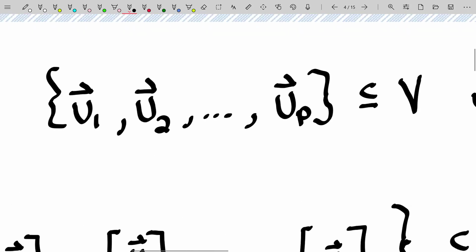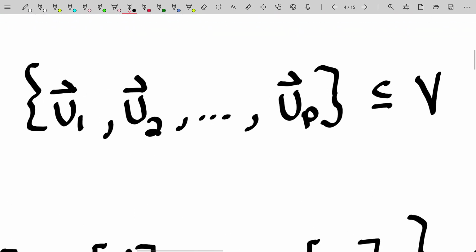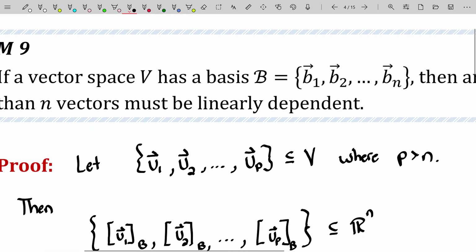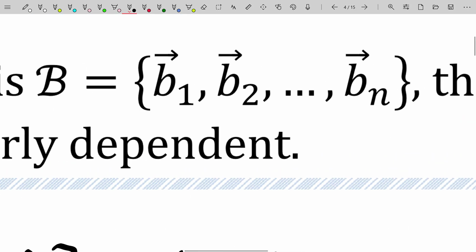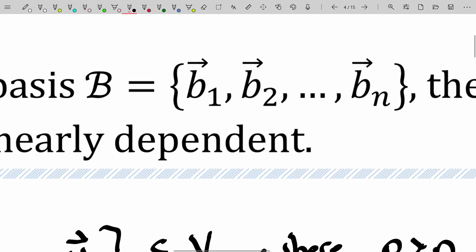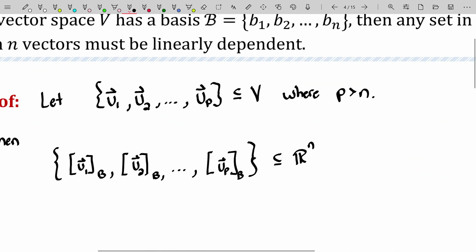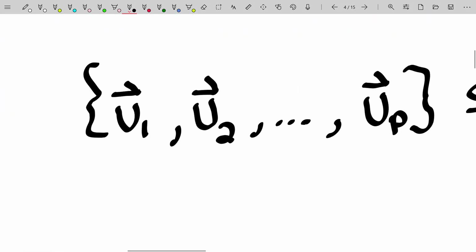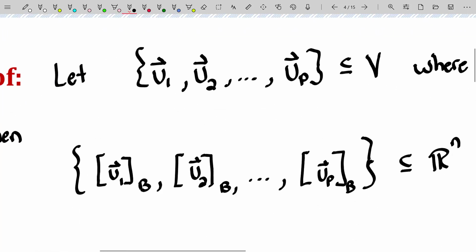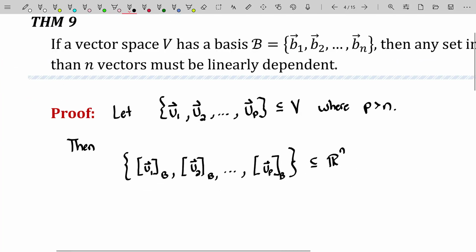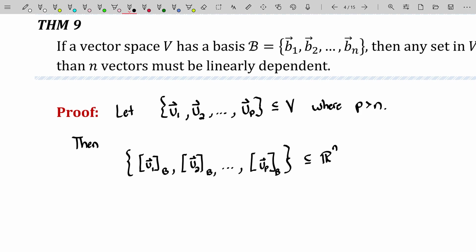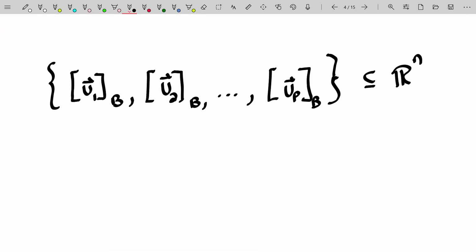So these vectors being a subset of the vector space V, and if we're given a basis for V, B1 through Bn, which we're going to call B, then we can write the coordinate vectors of these vectors with respect to that basis B, and those coordinate vectors are going to be a subset of Rn, because again, our basis has n elements. Now that we are working with a set of vectors in Rn, it's a lot easier to do our work.